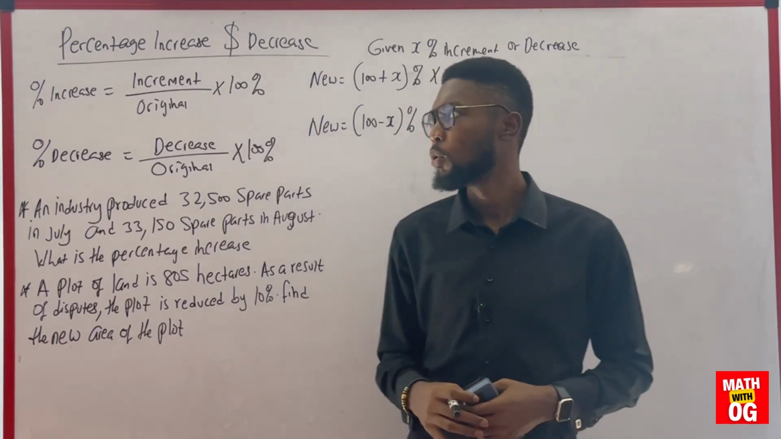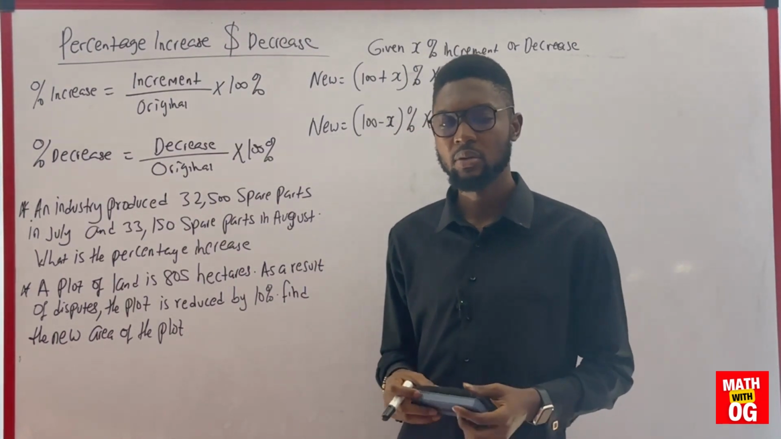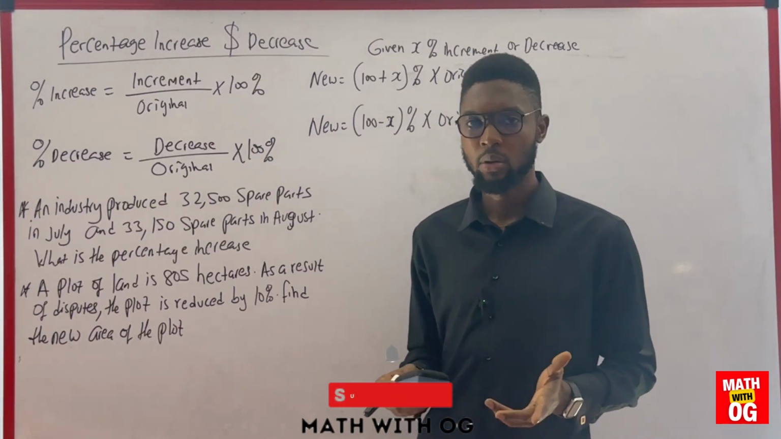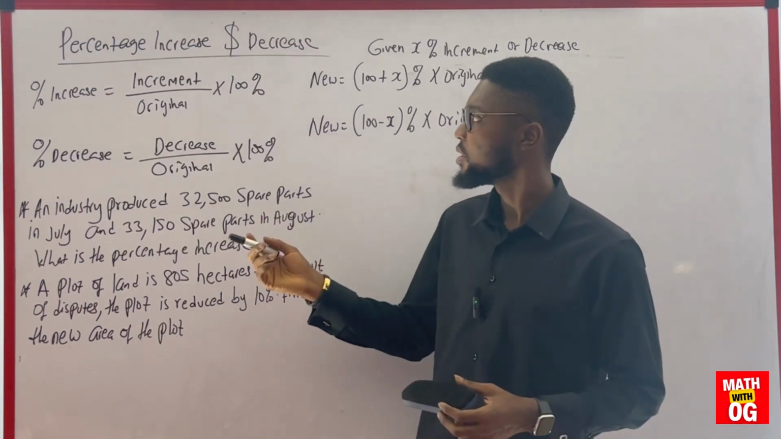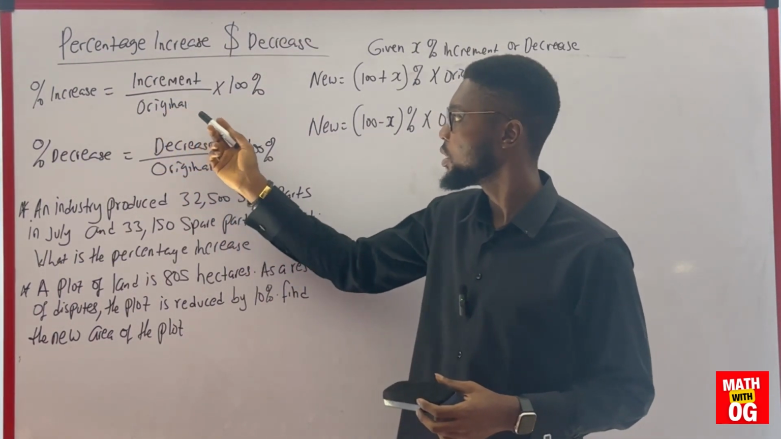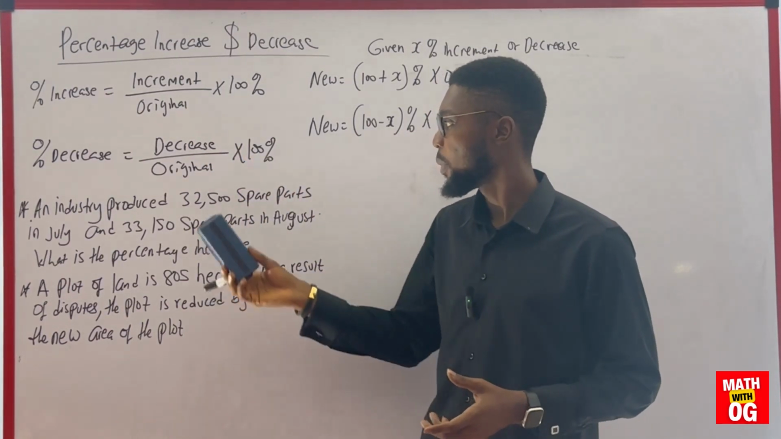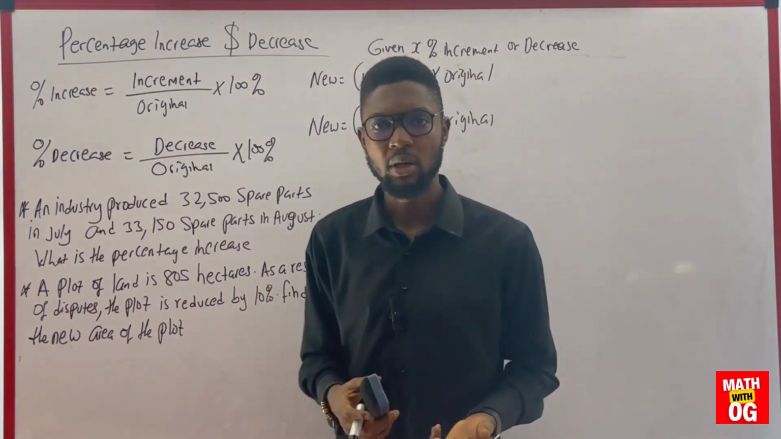In this video, we'll be looking at percentage increase and decrease. Now, just like your percentage error, it has a formula which you can work with. Your percentage increase is always equal to the increment over original times 100%. And your percentage decrease is decrease over original times 100%.